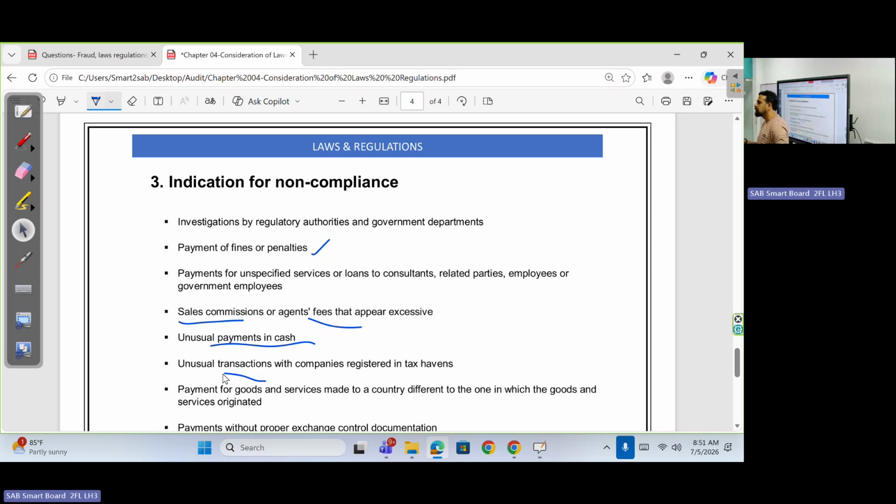Always believe that something is there behind unusual transactions and unusual payments. Whatever unusual you see, this can lead to non-compliance.